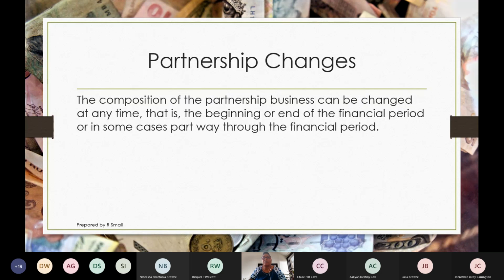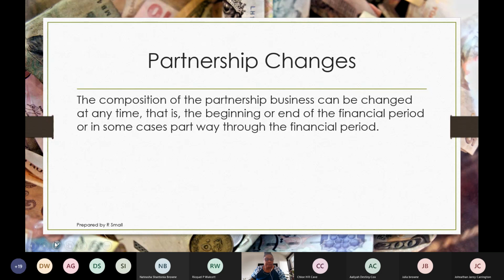Now, we are saying that you have a partnership, between the persons I mentioned, Julia, Chloe, and Jonathan, and it could change at the beginning of the financial year of the partnership, or it can change at the end of the financial year, or in some cases, it could change in between the financial year. It could change 3 months into the financial year, 4 months, 6 months into the financial year. A partnership can change.